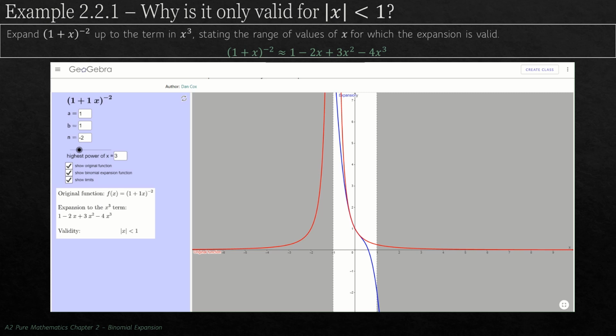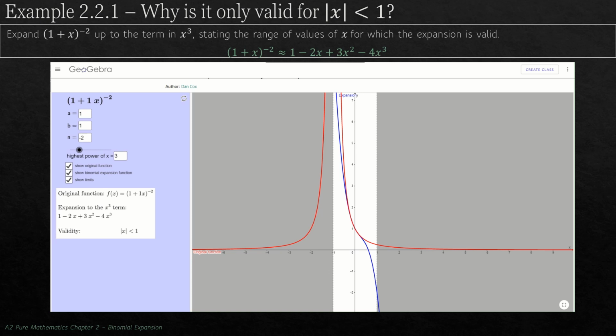So just focusing on the idea of validity, we've got the same expansion we've just looked at. This is 1 plus x to the power of minus 2, and I've got this set up as far as the cubic term, which is what we've just looked at. 1 minus 2x plus 3x squared minus 4x cubed, and the validity is modulus of x is less than 1.